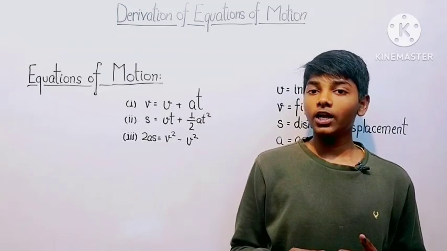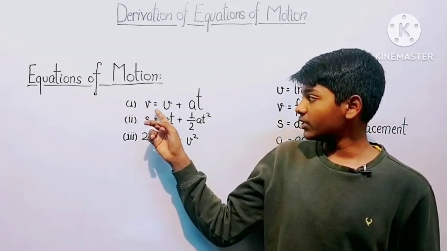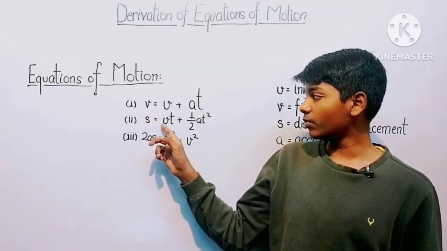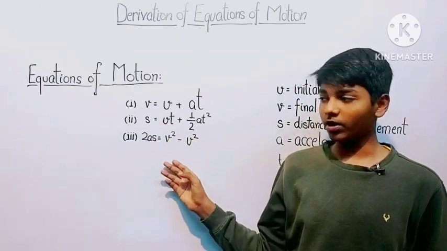This is the third part of motion, and in this part we will be discussing the equations of motion and their derivation. So there are basically three equations of motion. First, v is equal to u plus at, s is equal to ut plus half at square, and last, 2as is equal to v square minus u square.